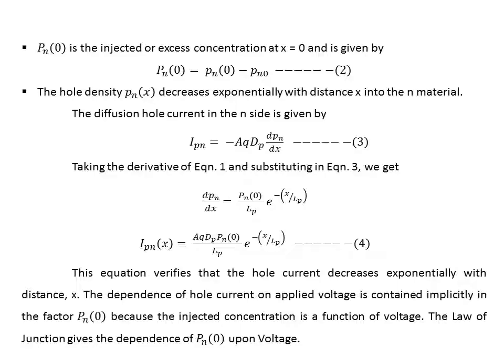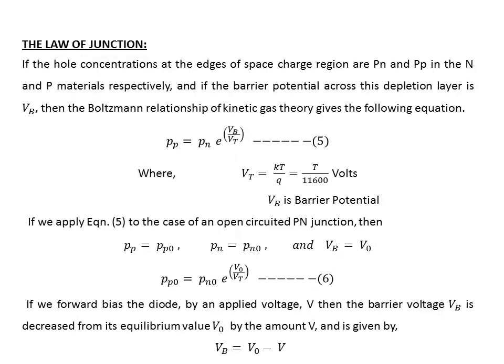So this equation itself verifies that the hole current decreases exponentially with the distance x, and the dependence of the hole current on the applied voltage is implicitly specified in the factor Pn of 0. Because the injected hole concentration depends on the applied voltage, which can be derived using the law of the junction.